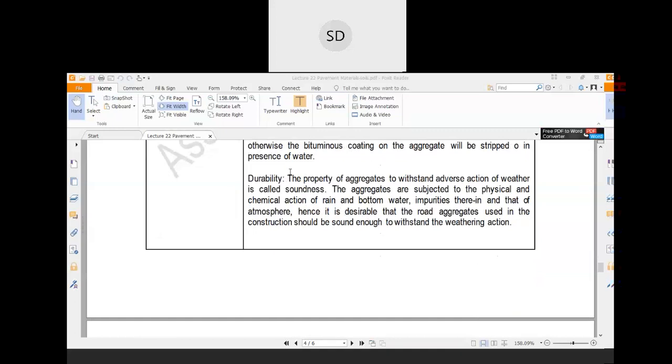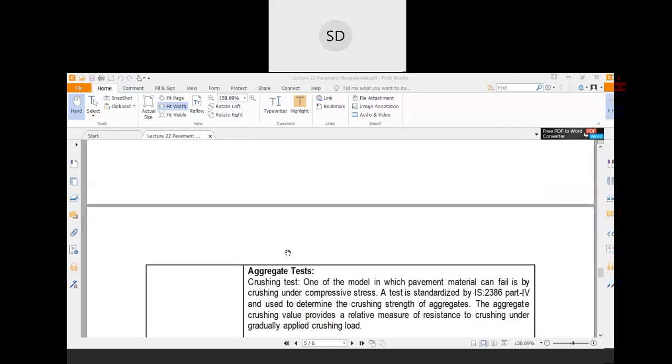Then durability is the property of aggregate to withstand adverse action of weather condition. Okay, now the aggregates are subjected to physical and chemical action of rain and bottom water, impurities from the surfaces and in the aggregates also. So therefore you need to check whether the aggregates are durable enough or not.